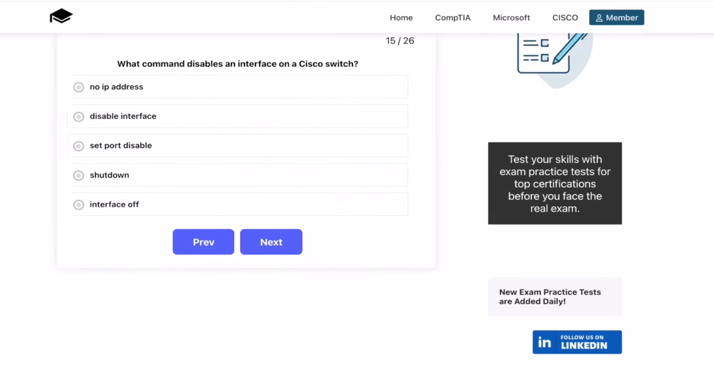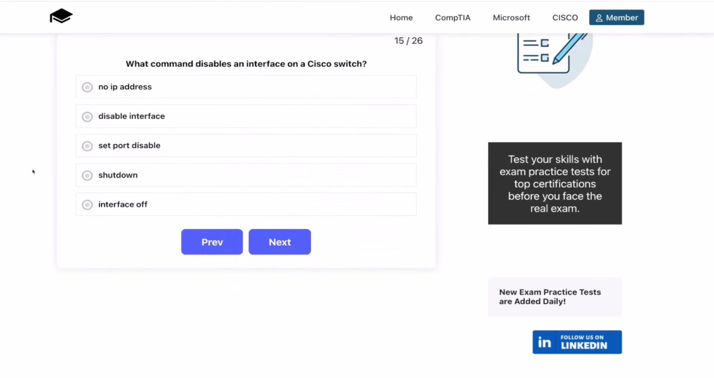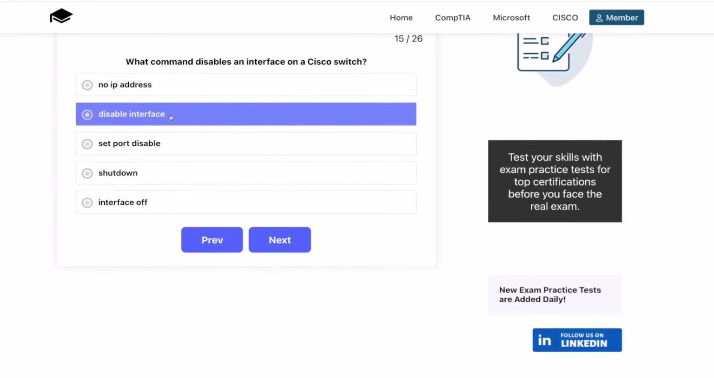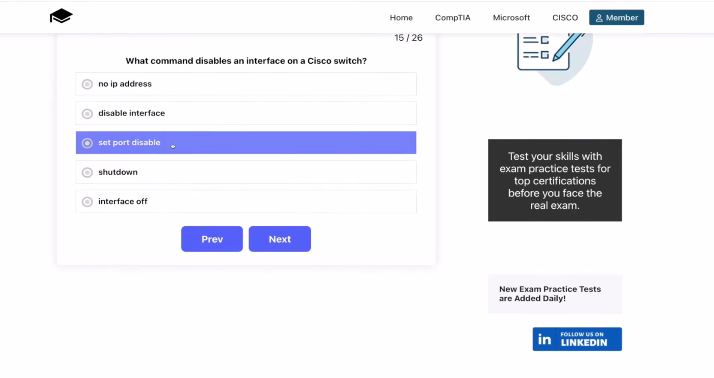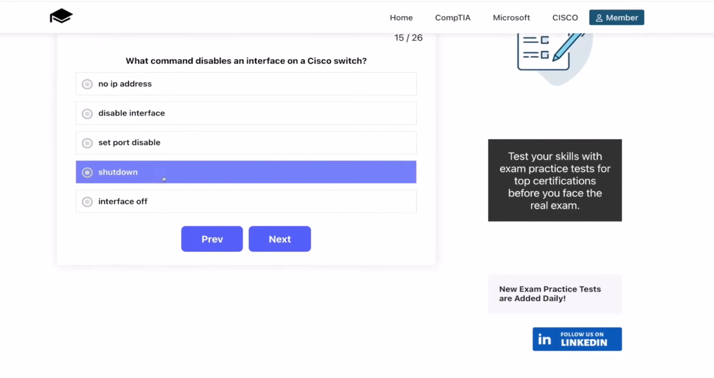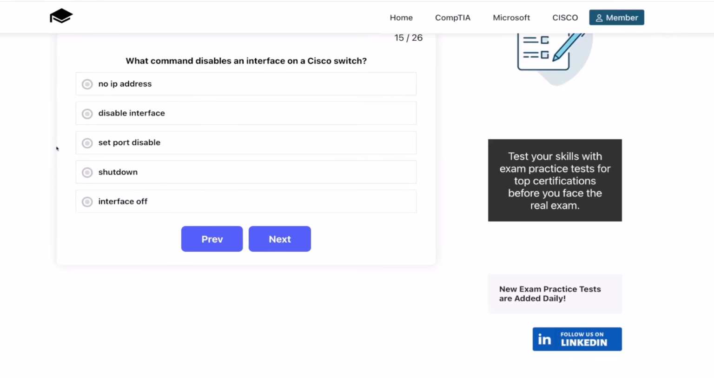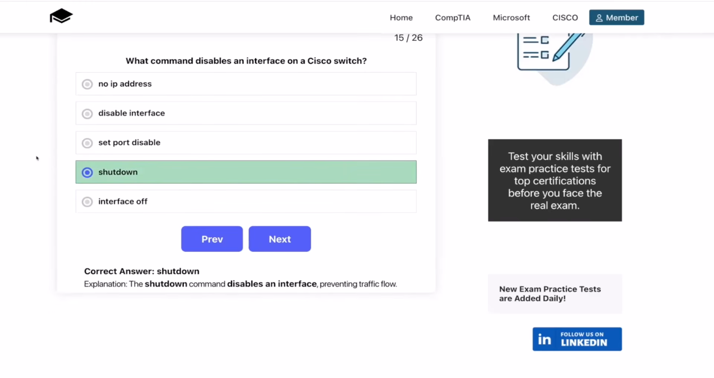Now on to question 15. What command disables an interface on a Cisco switch? Is it no ip address? Disable interface? Set port disable? Shutdown? Or interface off? The correct answer is shutdown. The shutdown command disables an interface, preventing traffic flow.